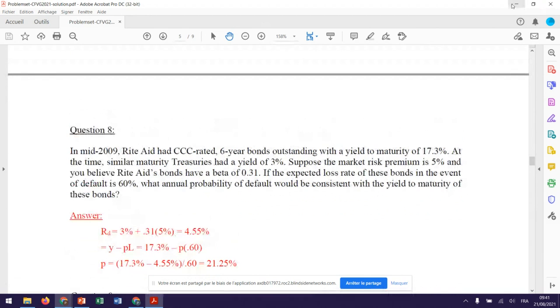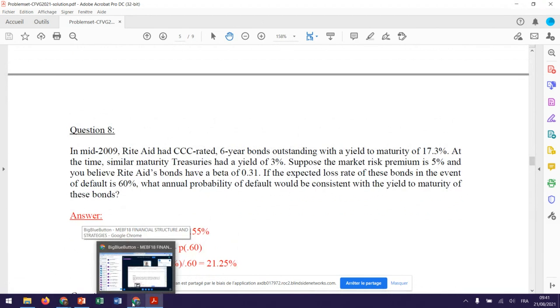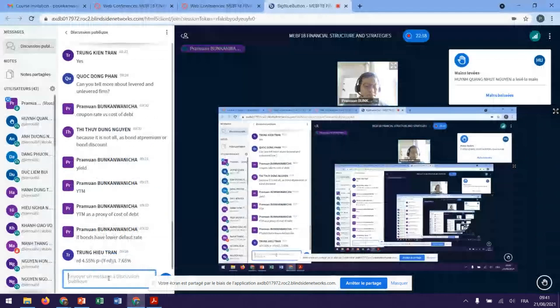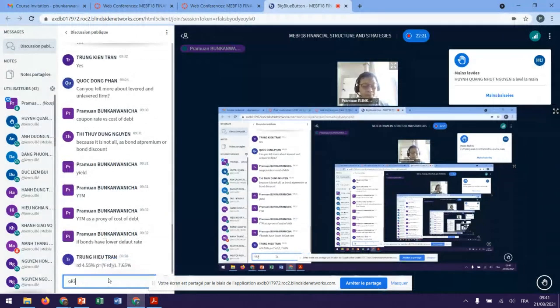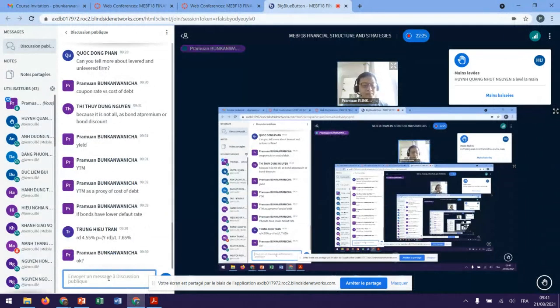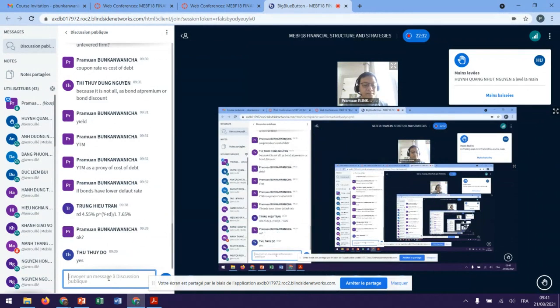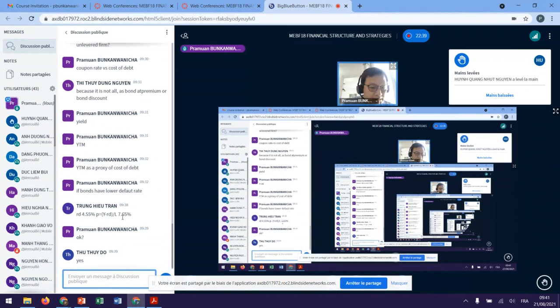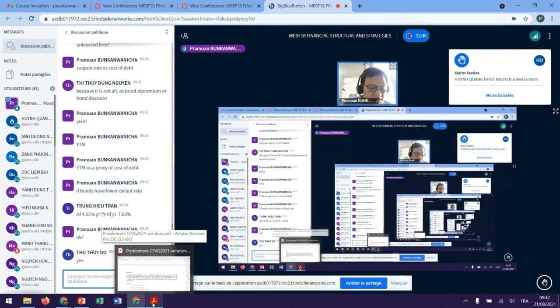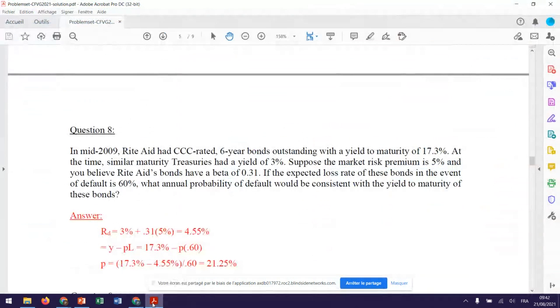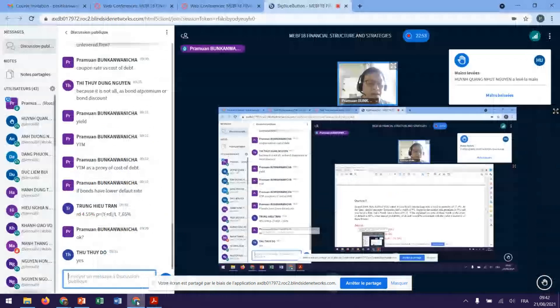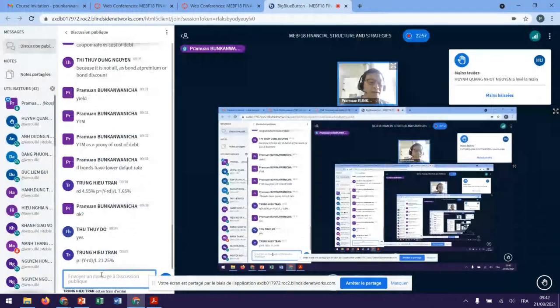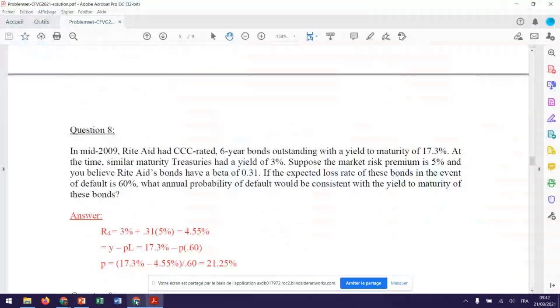So any question on the problem set? Question number 8. Is this clear? Perfect. Okay. So Trung Han Trang, 7.265, I don't know where the 7.65 comes from. 4.55. Okay, so I think the second part, perfect. Okay, now it is all right. So you have the 21.25.